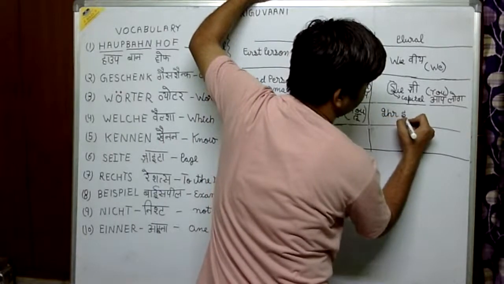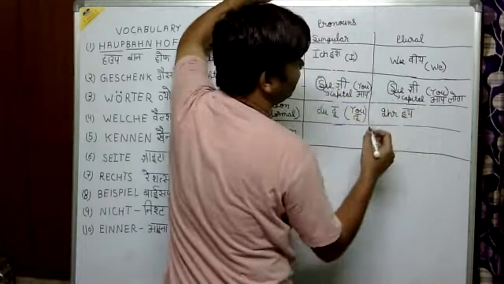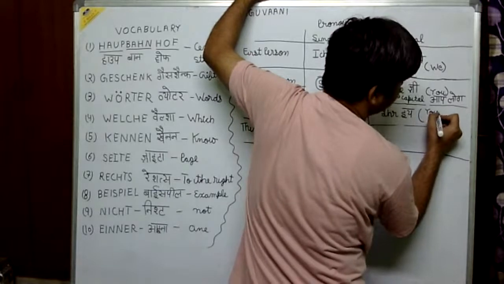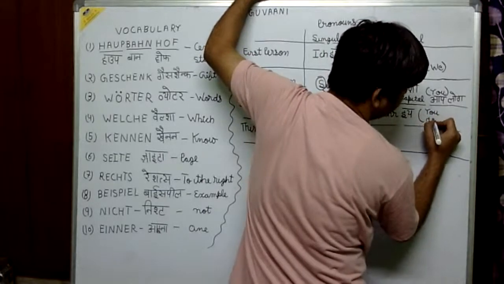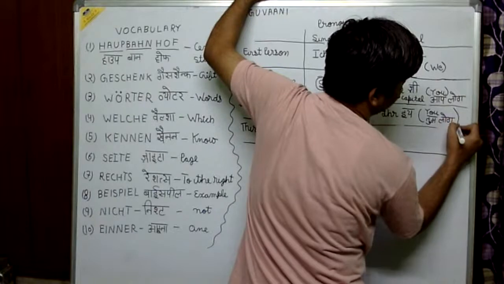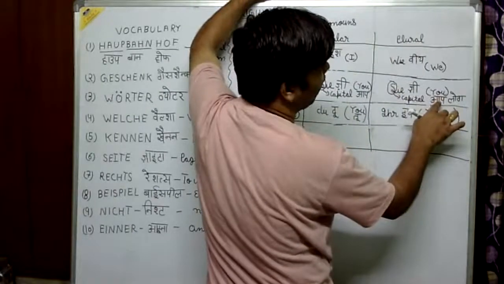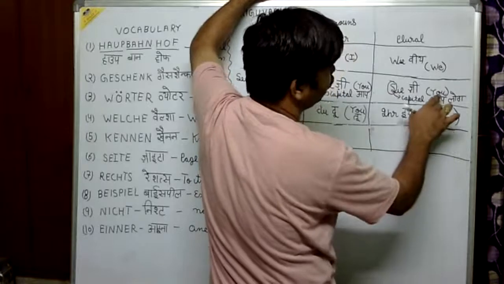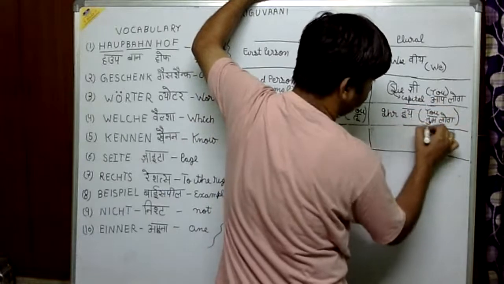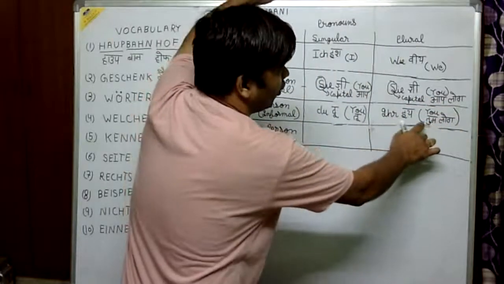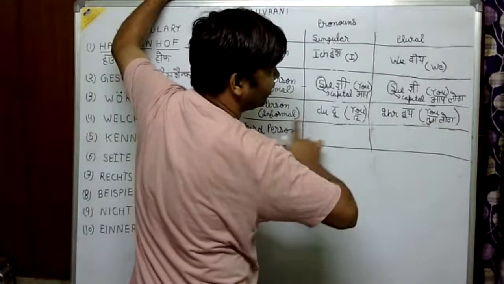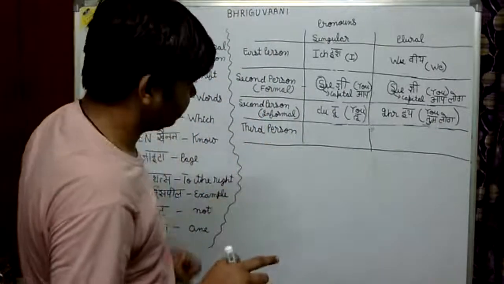Ihr. We say ihr, or you people, या तुम लोग. See, here we were using Sie for आप लोग and ihr for तुम लोग. Because here in the third row we are talking to the second person, and when we refer to the second person informally, we use ihr. Okay.